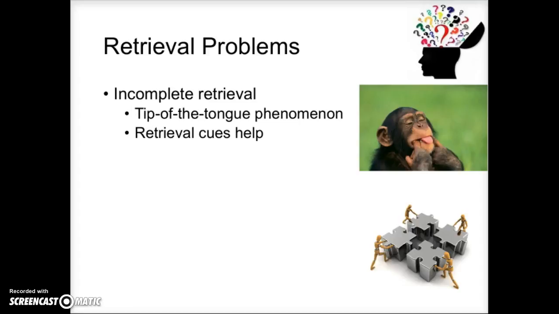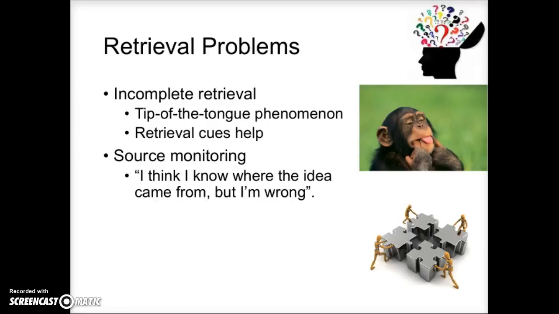Sometimes if you're having a tip of the tongue problem, you'll try to access other retrieval cues to help you. So you may try to think of everything else you can think of and hopefully activate the semantic network that will get you to the right answer. Sometimes that works, sometimes it doesn't.